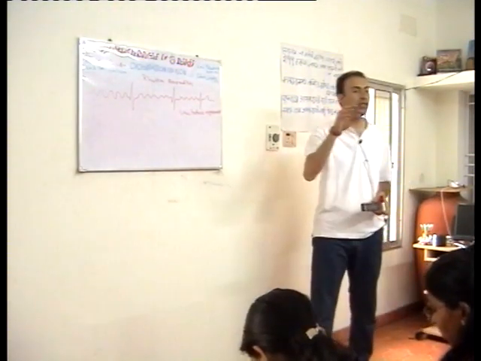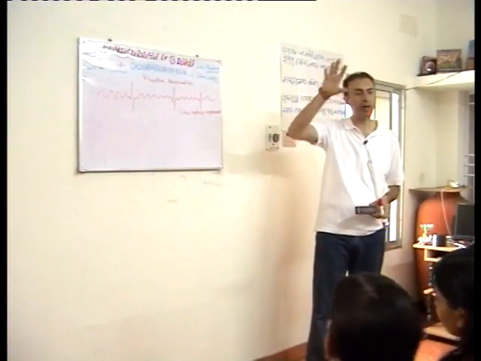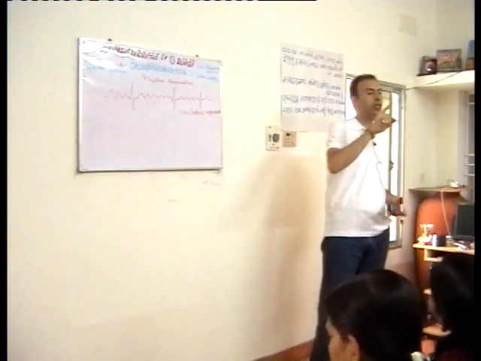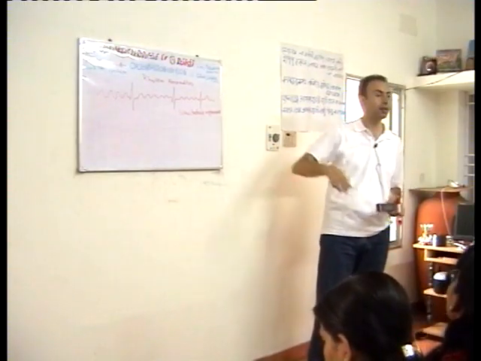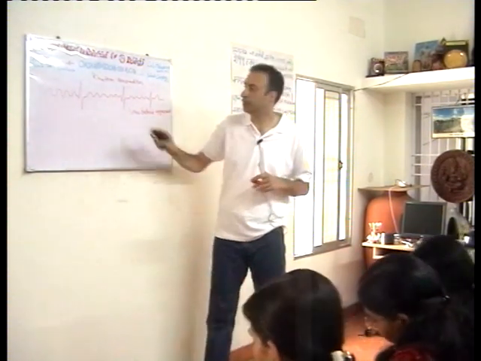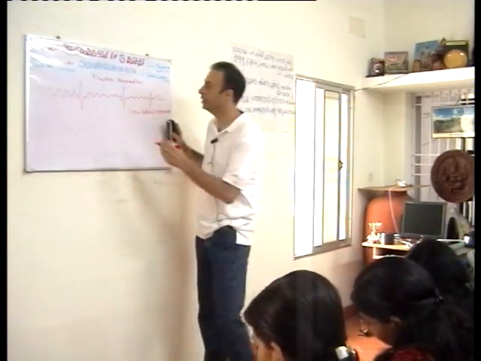We still haven't reached the AV node. We are just talking about the atrium and the SA node. Okay? There is one more condition in the atrial arrhythmias. That is called atrial fibrillation. This is flutter, atrial flutter.